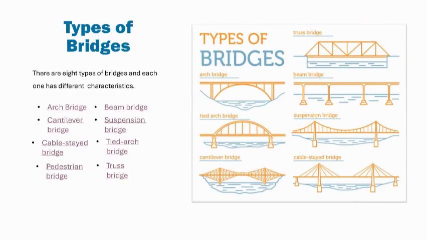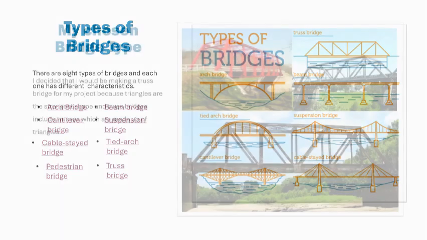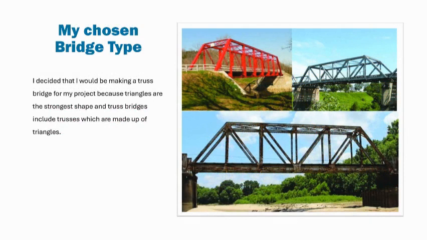There are 8 types of bridges, and each one has different characteristics. There is the arch bridge, cantilever bridge, cable stayed bridge, pedestrian bridge, beam bridge, suspension bridge, tied arch bridge, and truss bridge. I decided that I would be making a truss bridge for my project because triangles are the strongest shape and truss bridges include trusses which are made up of triangles.